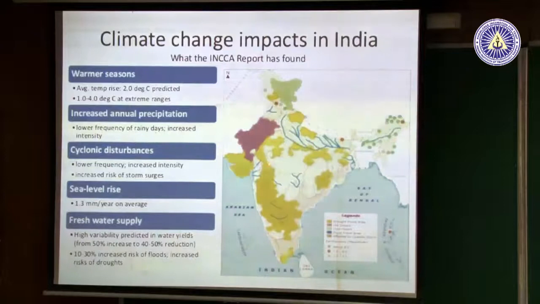Here's India, where there was a report, and it said there's going to be an average temperature rise of 2 degrees. There are going to be extreme regions. Again, it's geographically different from one place to another. There'll be a sea level rise, and there really can be quite some problems.